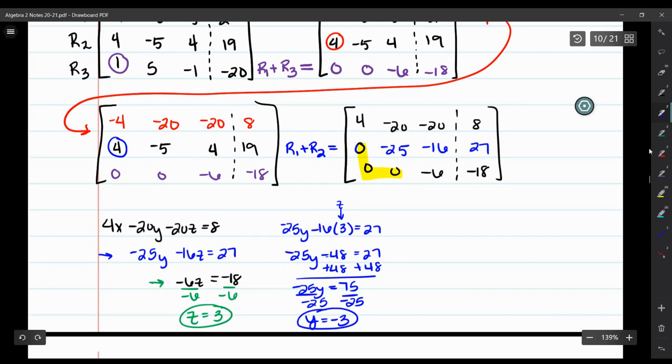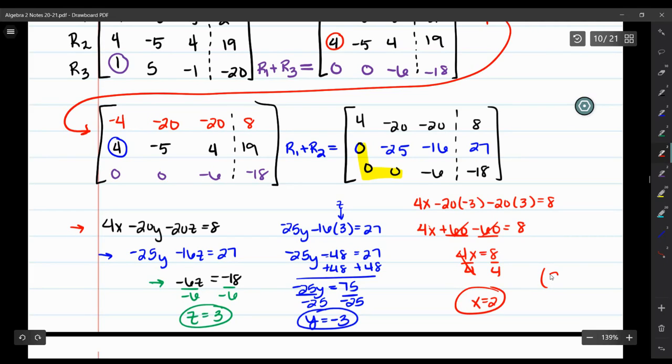Now we have 2 out of 3 variables. The third one, look at the top equation. We have x's, y's, and z's. So I can use that to solve for my final variable. 4x minus 20 times y, which was negative 3, minus 20 times z, which was positive 3, equals 8. So we have 4x, negative 20 times negative 3 is a positive 60. Negative 20 times positive 3 is negative 60, equals 8. Well, 60 and negative 60 add to 0. So all we have is 4x equaling 8. Divide out the 4, and we get x is equal to 2. So our final solution is 2, negative 3, 3.